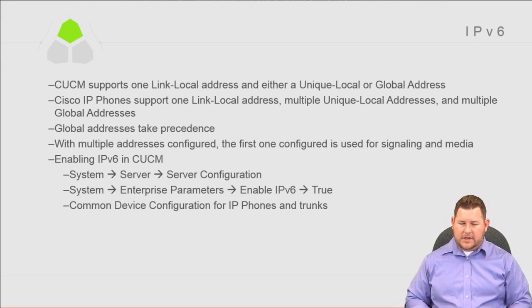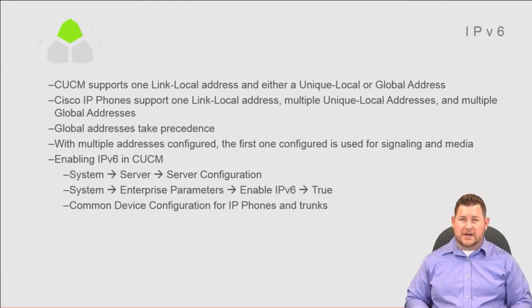Cisco IP phones support one link local address, multiple unique local addresses, and multiple global addresses. So you can have a phone designated with a bunch of different IPv6 addresses if necessary.